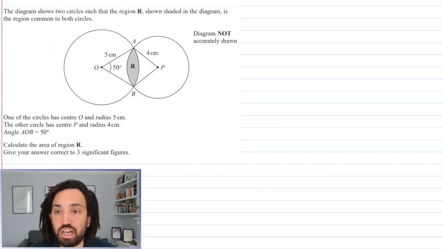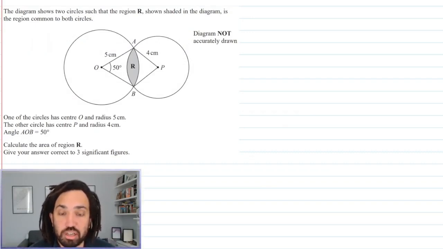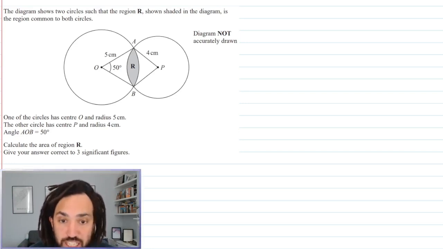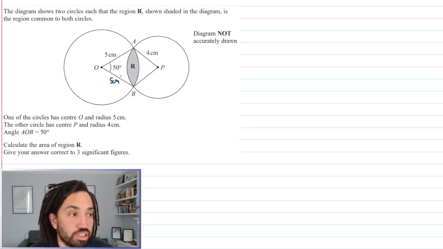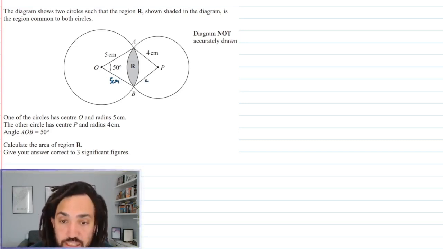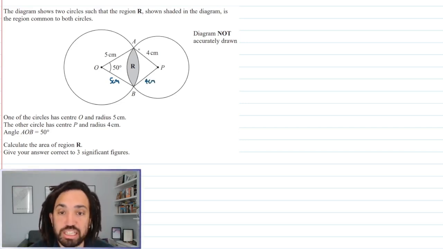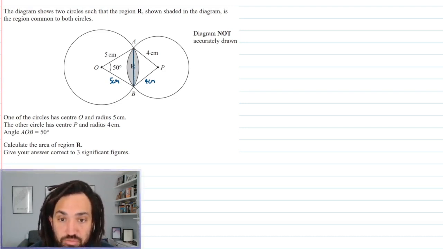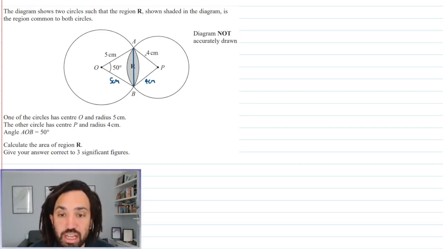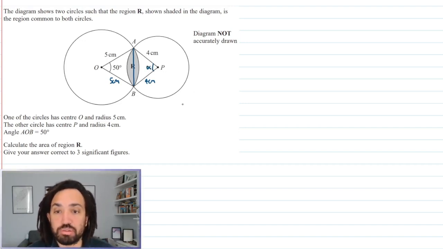Let's do it. So the first thing I'd want to do is I'd want to find as much information as possible. So I can label my diagram. I can see this is going to be 5 centimeters because it's a radius just like this one up here. And I can see this one's going to be 4 centimeters, just exactly the same reason. What I think would be really helpful is if I found this distance right down there, and also if I could find this angle in here, let's call it alpha, then that would also be really helpful.